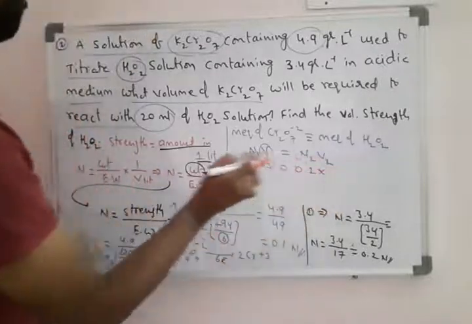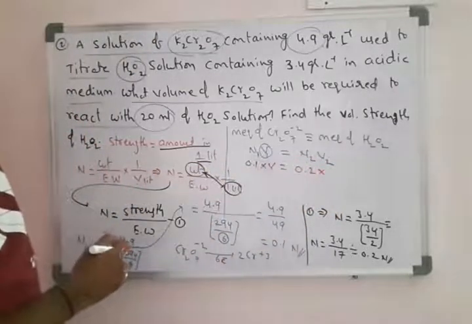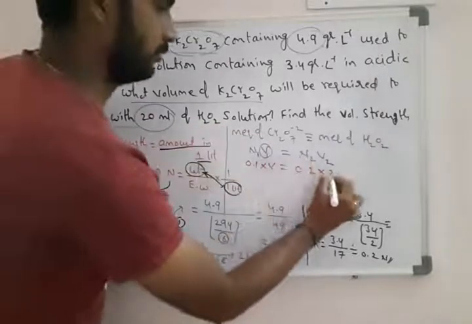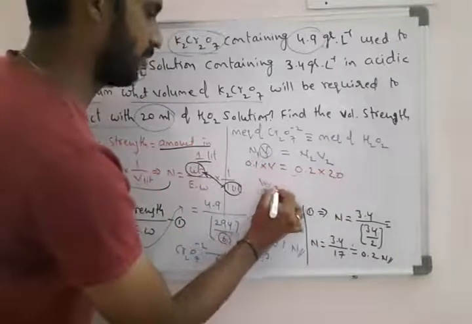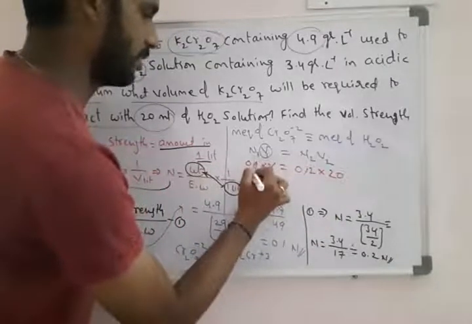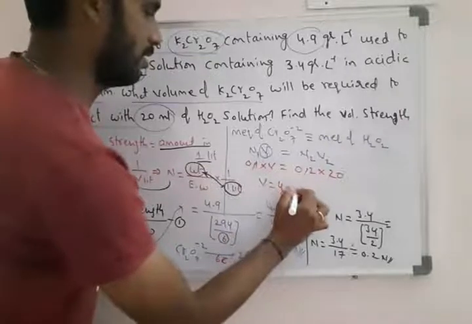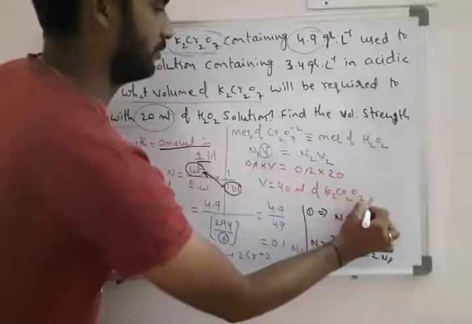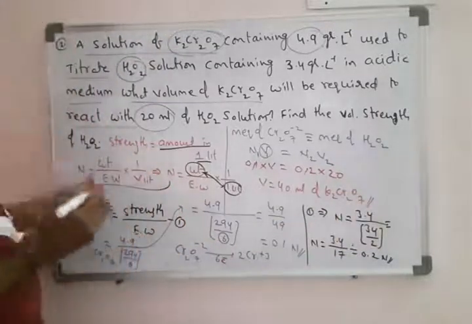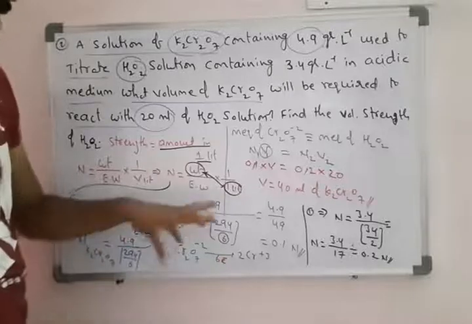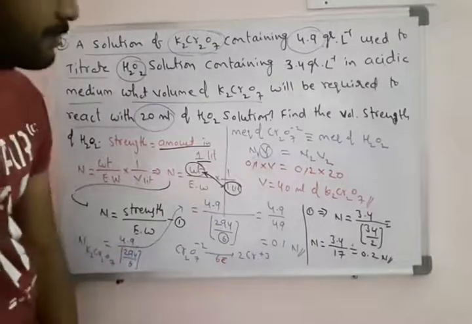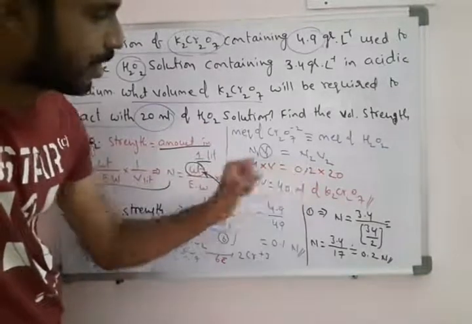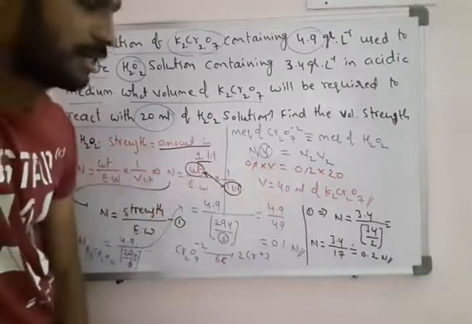So substitute here: the normality of hydrogen peroxide you got is 0.2. What is the volume? It is 20 milliliters of hydrogen peroxide solution. So 20. Fine, we will get it cancelled. So 40 milliliter of K2Cr2O7. 40 milliliter of potassium dichromate solution is required to react with 20 milliliter of 0.2 N hydrogen peroxide.